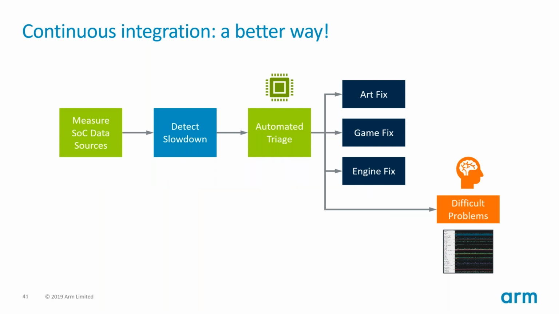So if we can see that there's been a regression on texturing, for example, and we know there were some changes made by the art team, then we could route that request straight to the art team to say, hey, you need to go and look at your texturing for this particular game. This moves the experts off the analysis path and means they can focus on solving the difficult problems that the automation can't handle automatically.